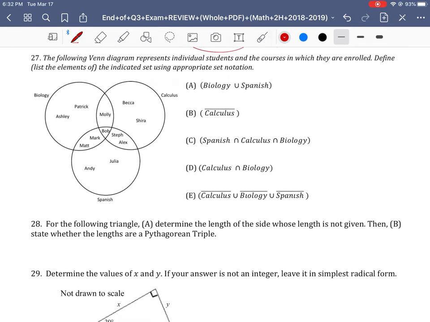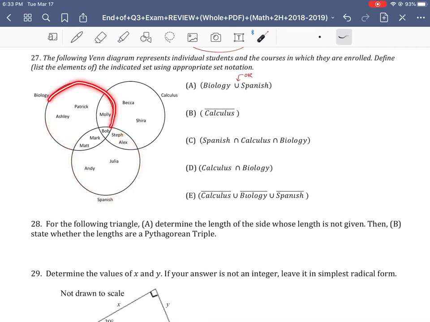Number 27, we're back to some set notation. So if we're looking at this one, we're given a Venn diagram once again, and we're just asked to define the elements of which the set that would belong, given the indication here. So remember, again, this one means or. I'm going to go through this pretty quickly. Again, biology or Spanish means that they can be taking biology or Spanish, and they get to belong.